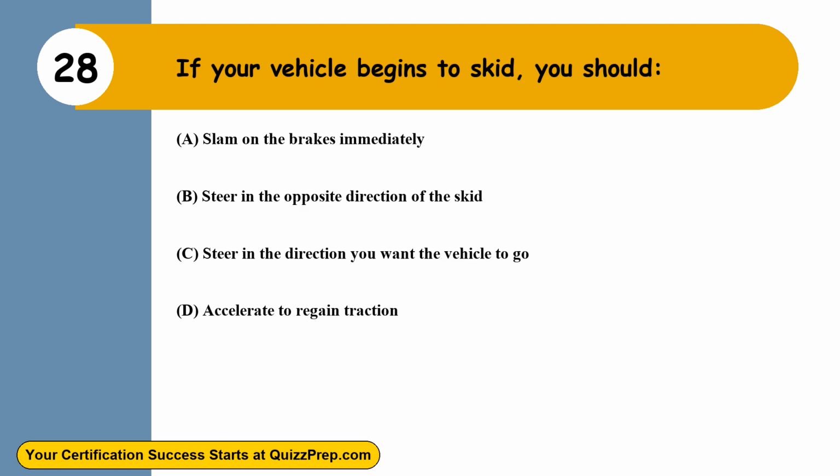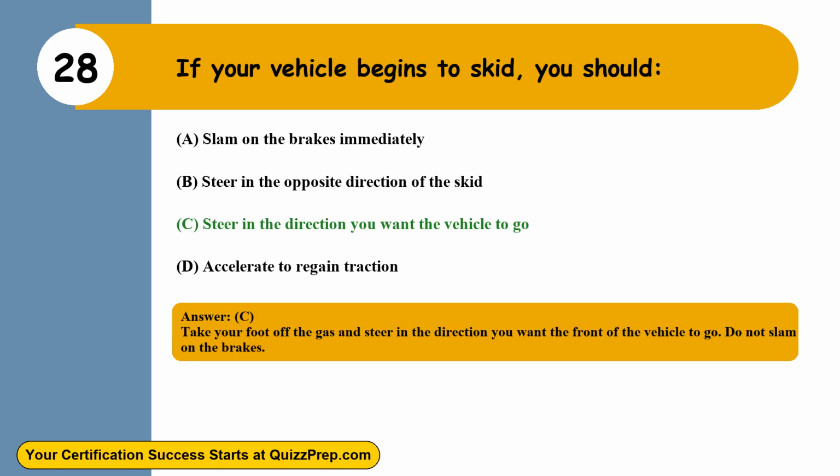If your vehicle begins to skid, you should: Option A, slam on the brakes immediately. Option B, steer in the opposite direction of the skid. Option C, steer in the direction you want the vehicle to go. Option D, accelerate to regain traction. The correct answer is option C. Steer in the direction you want the vehicle to go. Take your foot off the gas and steer in the direction you want the front of the vehicle to go. Do not slam on the brakes.